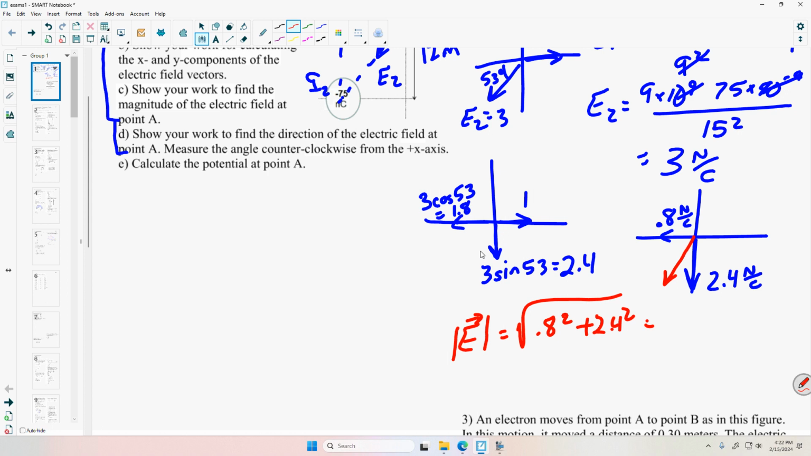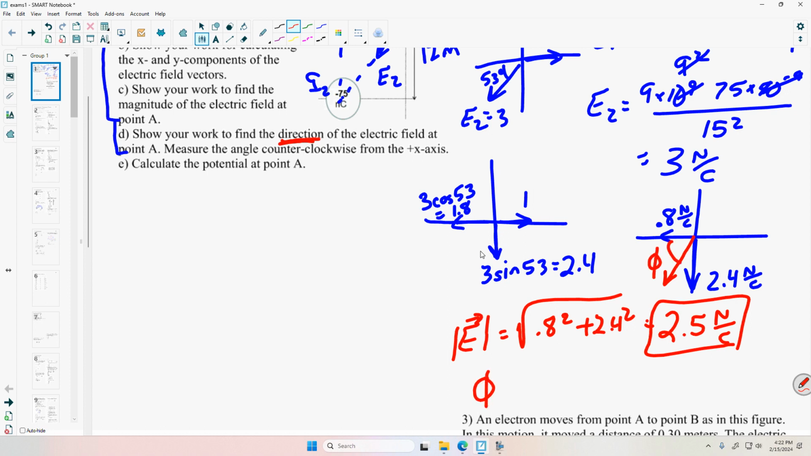So I have the square root of 0.8 squared plus 2.4 squared, and that's 2.5. So I get 2.5 newtons per coulomb. That's the magnitude, and then I also want to know the direction of the electric field, and the direction of the electric field is going to be this angle right here.